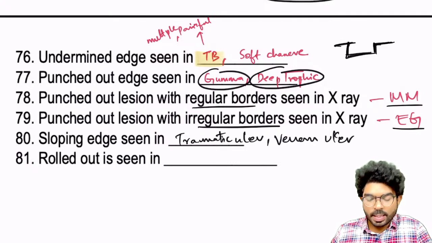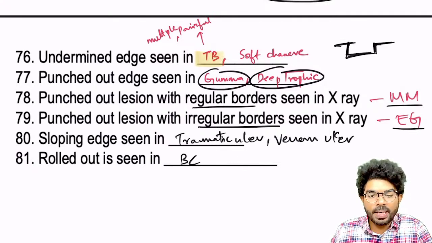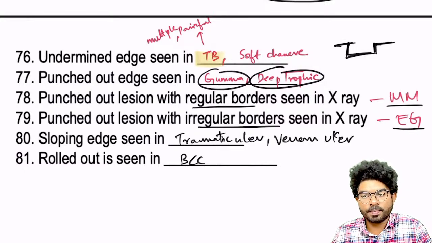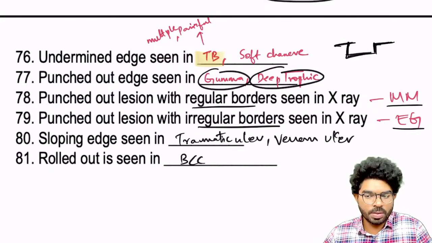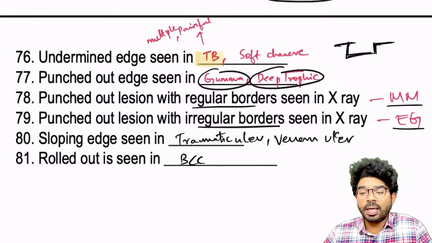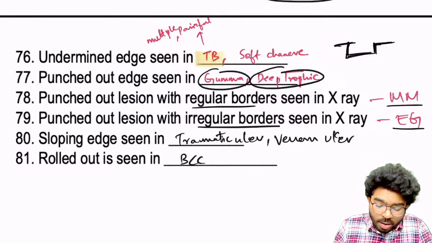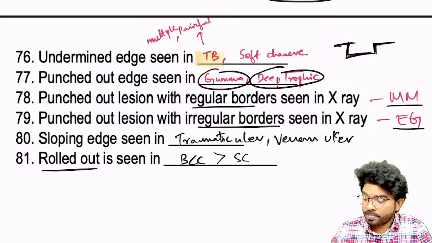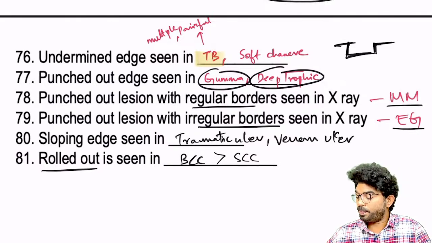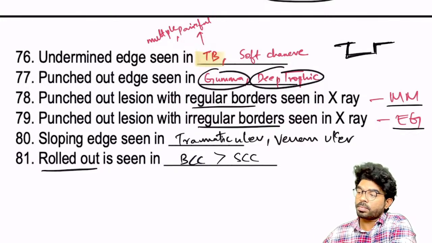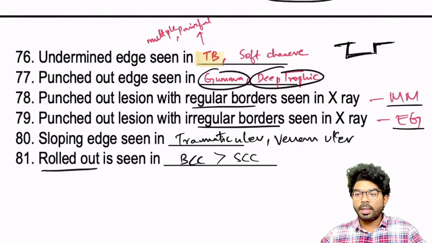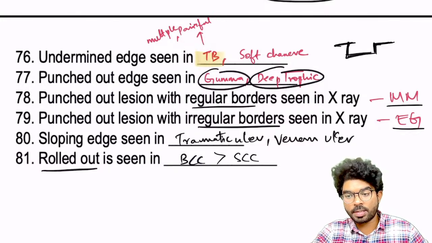Rolled out, as we discussed yesterday, the best option is going to be BCC. Sometimes it may overlap with the description of SCC also. But preferably whenever you see a unique rolled out edge, your answer should always be BCC. Clear?